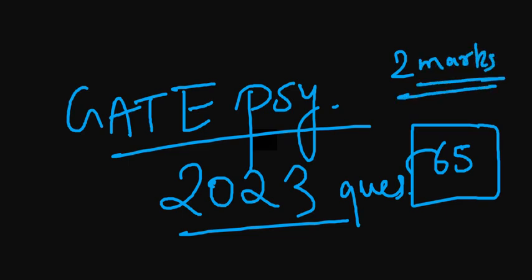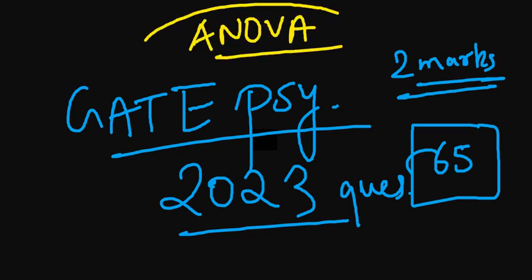And in future, if the same question comes or anything else is asked about the ANOVA table, degrees of freedom, you will be able to answer it very accurately and precisely.